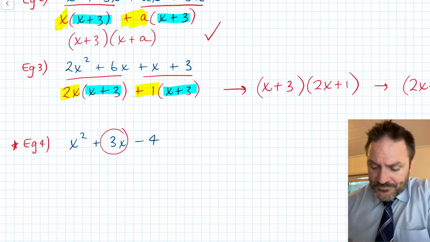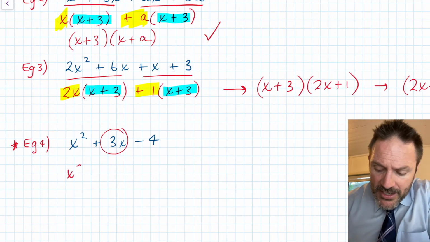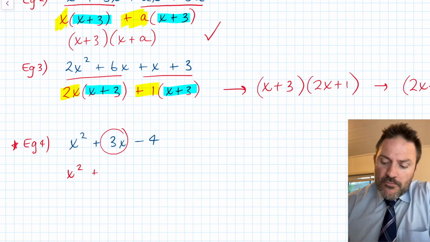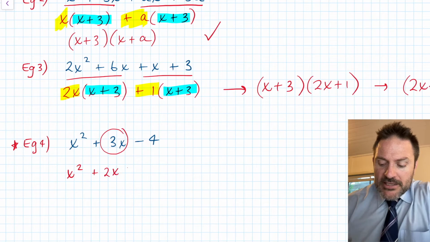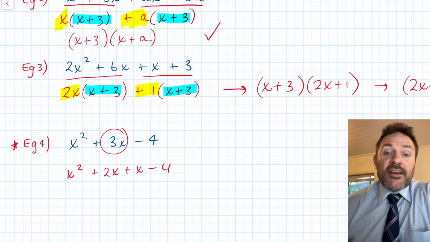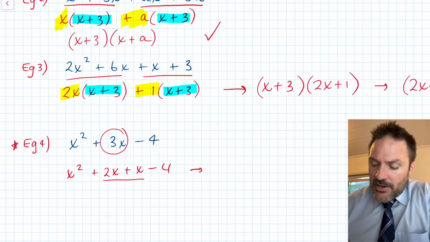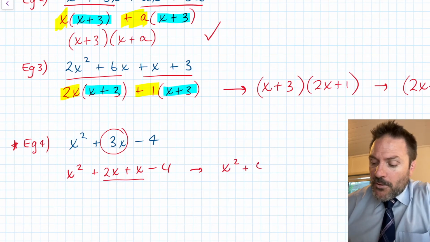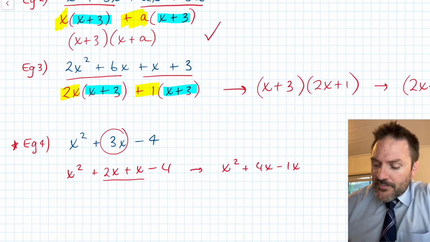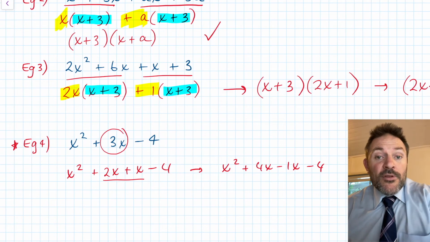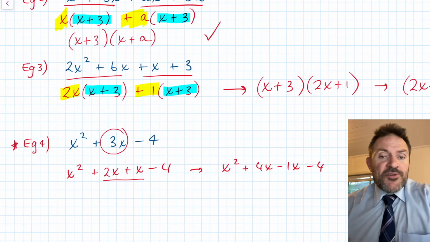For example, we could do something like 2x plus x, because that makes 3x, right? We could do something like x squared plus 4x minus 1x. There's probably quite a few things that we could do there in order to make that happen. The issue is going to be we need to work out which one is the one that we want, and that's what next lesson will be.